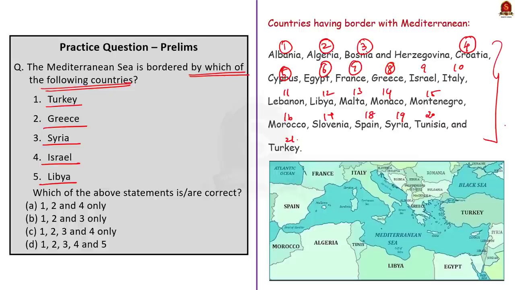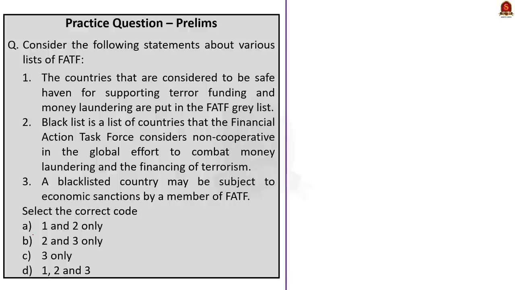Now look at the statements. All of these countries have border with the Mediterranean Sea. So the correct answer to this question is option D, 1, 2, 3, 4, and 5. Moving on to the third question. Consider the following statements about various lists of FATF.